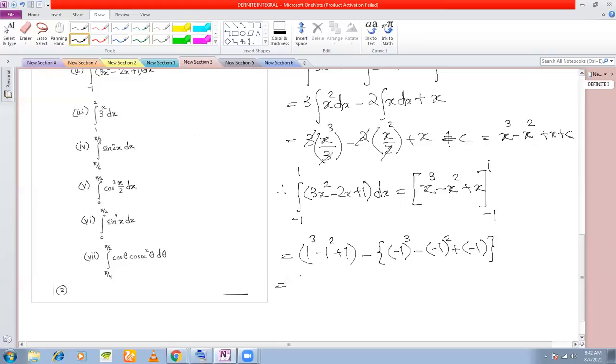Now you evaluate this: 1 minus 1 plus 1, minus, minus 1 cube is minus 1, minus minus 1 square is plus 1, minus 1. So this plus 1 minus 1 cancels. You get 1 minus of minus 3, 1 plus 3, which is equal to 4. That's your answer.